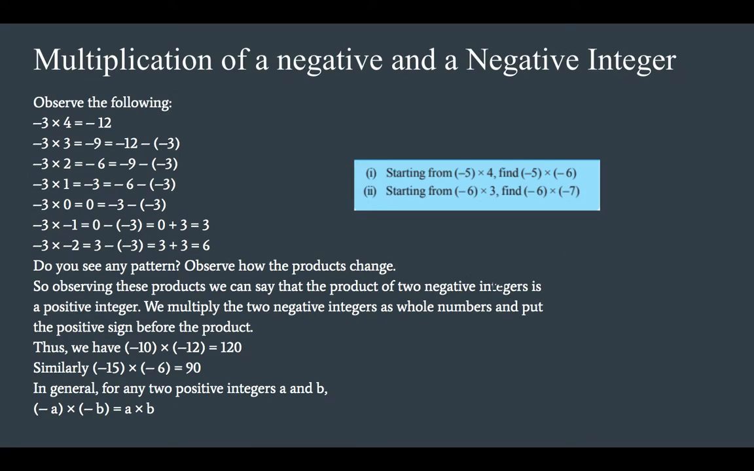Moving on, multiplication of a negative and a negative integer. So we should do it by observing the pattern over here. If you see, negative 3 into 4 is what? Negative 12. Negative 3 into 3 is negative 9, which can be written as negative 12 minus negative 3. Negative 3 into 2 is negative 6. That is equal to negative 9 minus negative 3. So you see, this negative 3 is common over here.